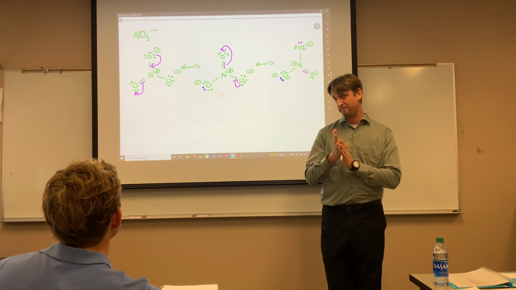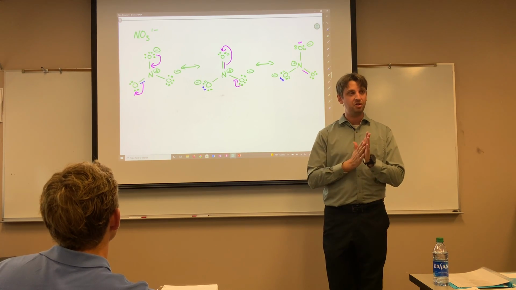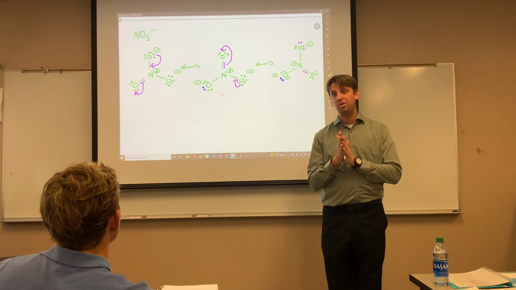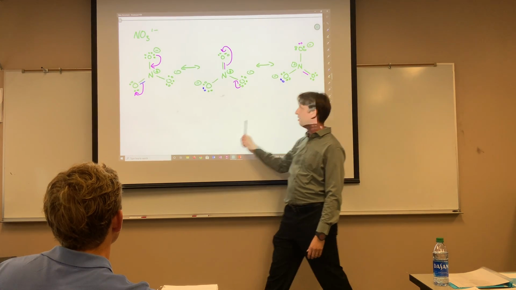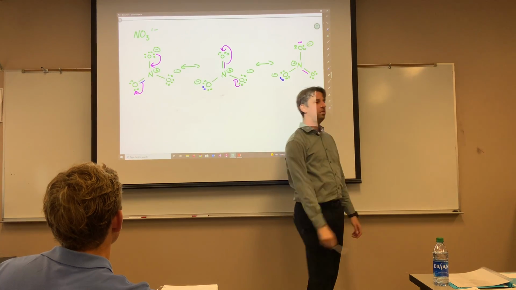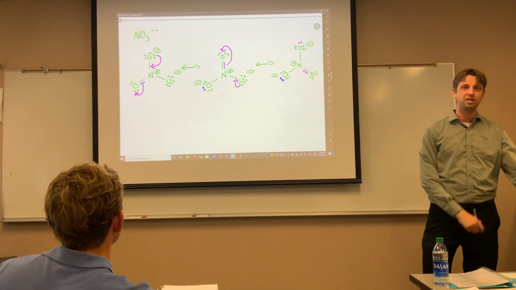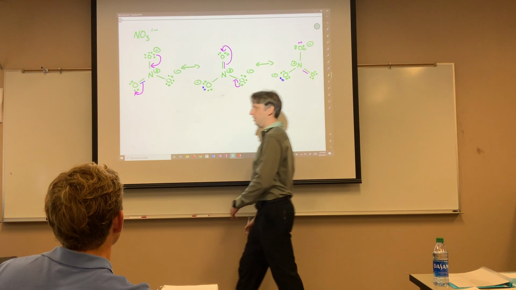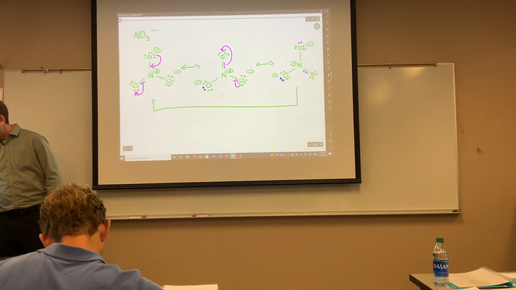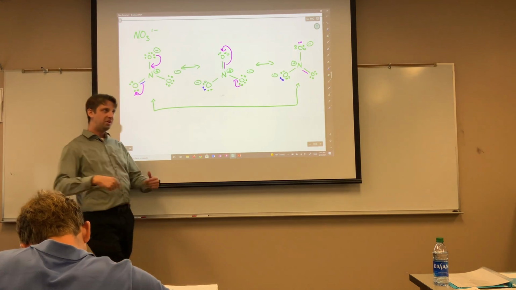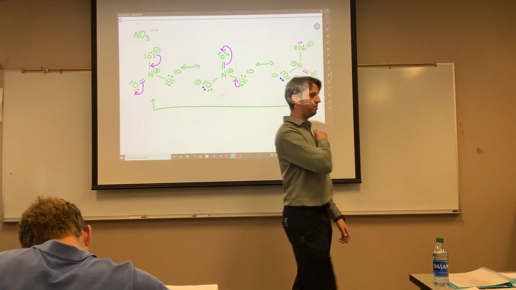What am I missing? Resonance structures are all related. So the last one needs to connect to the first. We should be able to go from here back to here, got it? So that's another little practice for you guys at home, right? Fill that in. How can we close the loop there? Question, what's the consequence of drawing a resonance structure here?